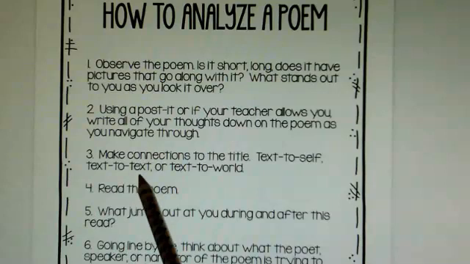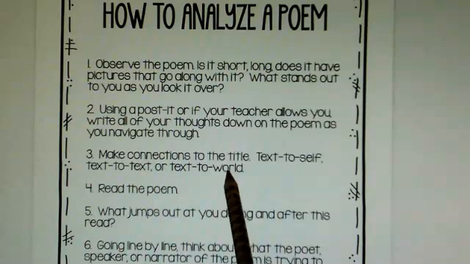Text to text is whenever you read the title of a poem, you're going, oh, I remember when I read another thing that was like this. You read something else, another text. Or text to world would be, oh, this one time we were at the park and I saw a similar thing. Or I was watching the news and this happened. Okay, so this is text to world.